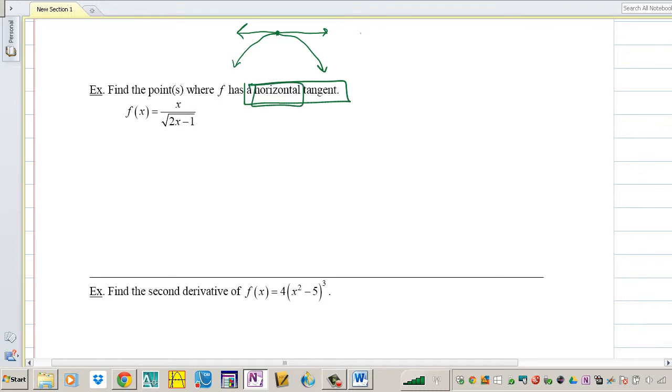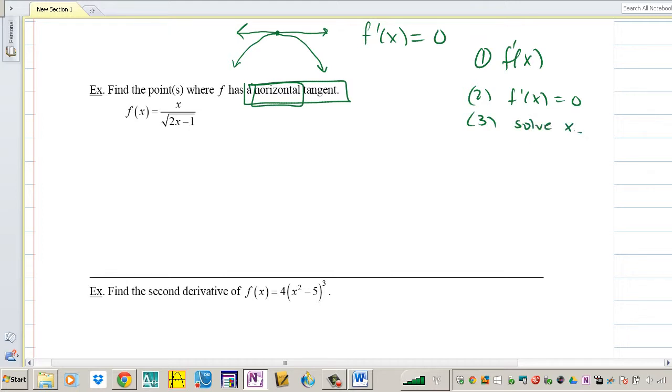Okay, so what does a slope of 0 mean? Well, the slope of 0 means that the derivative must equal 0. And that's all I need to know. So now I know what to do. First, find f prime. Second, set it equal to 0. And then third, solve for x. Those 3 steps.